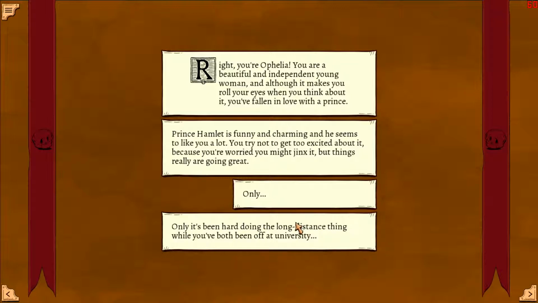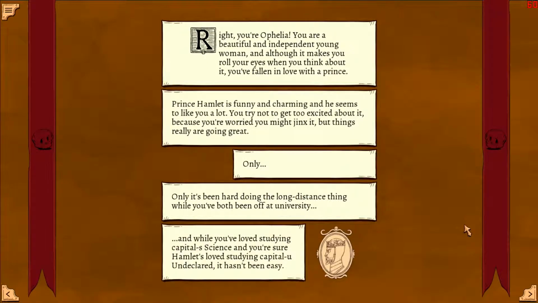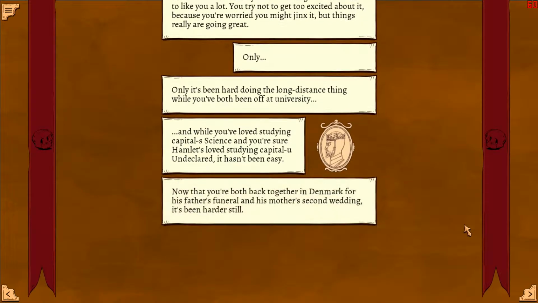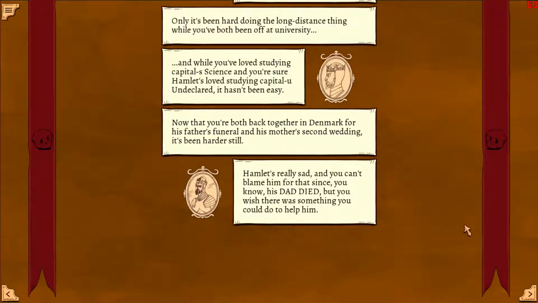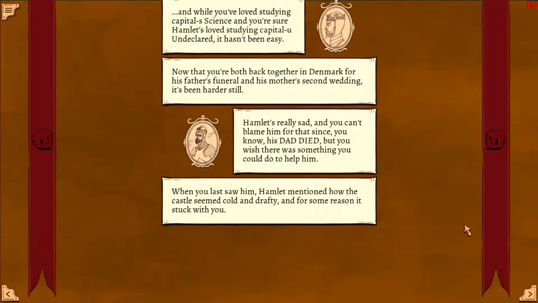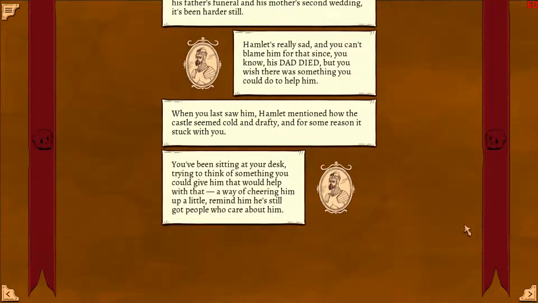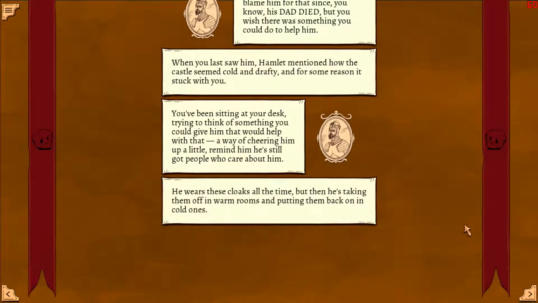Only it's been hard doing the long distance thing while you've both been off at university. And while you've loved studying capital S science, and you're sure Hamlet's loved studying capital U undeclared, it hasn't been easy. Now that you're both back together in Denmark for his father's funeral and his mother's second wedding, it's been harder still. Hamlet's really sad, and you can't blame him for that since his dad died. But you wish there was something you could do to help him. When you last saw him, Hamlet mentioned how the castle seemed cold and drafty, and for some reason it stuck with you. You've been sitting at your desk, trying to think of something you could give him that would help with that. A way of cheering him up a little.